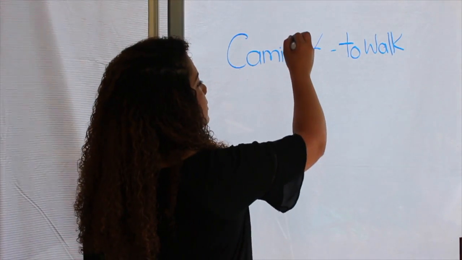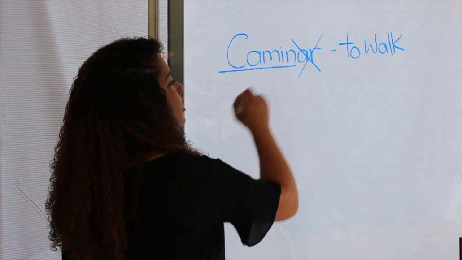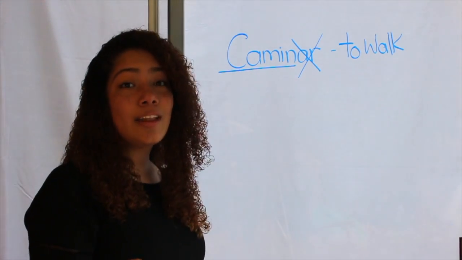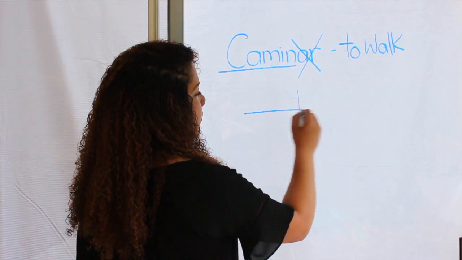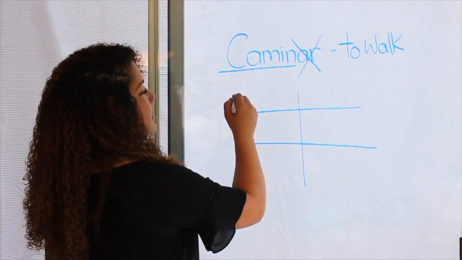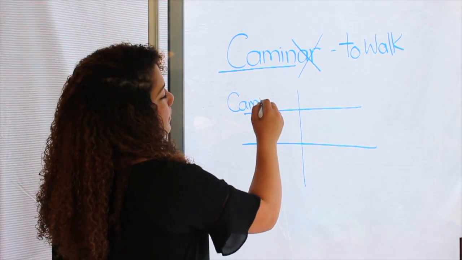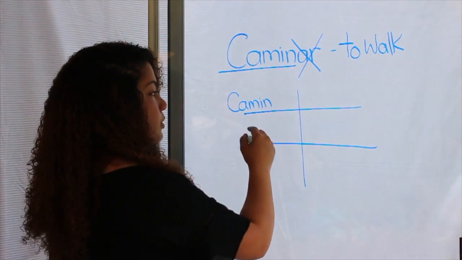So we are going to first cross out our AR, and then we're going to underline our stem before we add the correct ending. So I have my box of 6. My stem is camin, and I'm going to add the ending. So check your papers. This is what you should have.